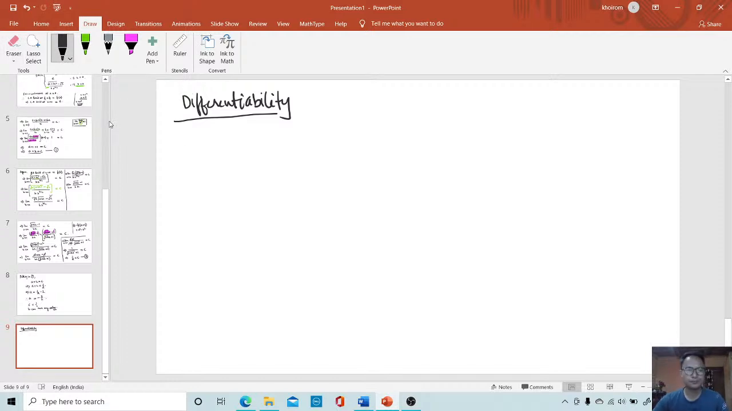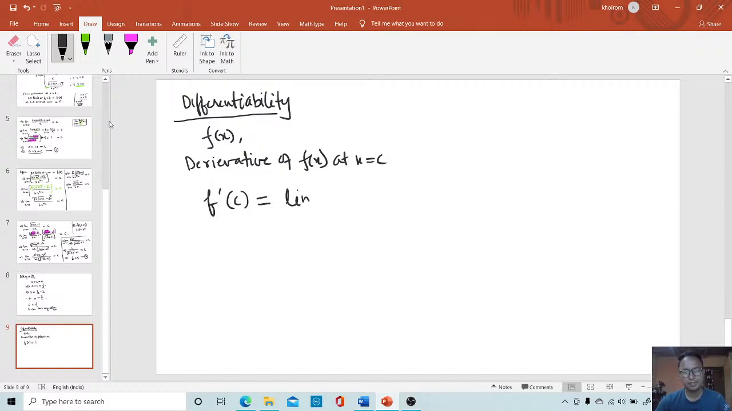Differentiability of a function means the derivative at c exists. The derivative of f(x) at x equal to c, which we write as f prime c, is the limit of f(x) minus f(c) divided by x minus c, as x tends to c. So remember the definition here.